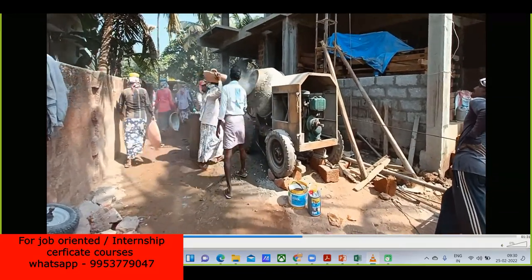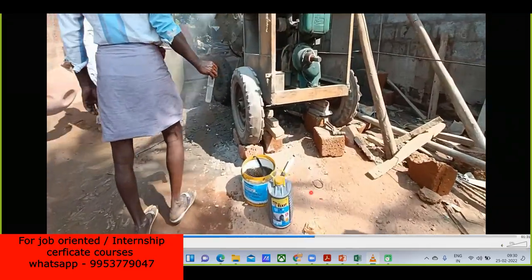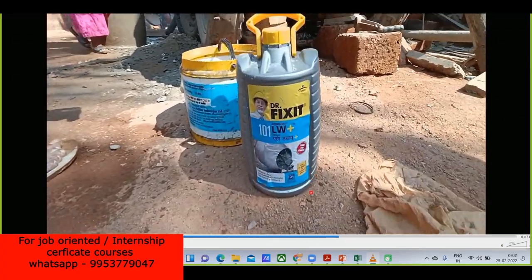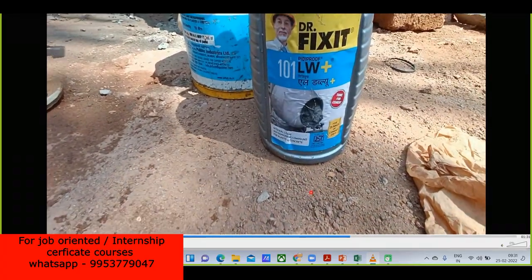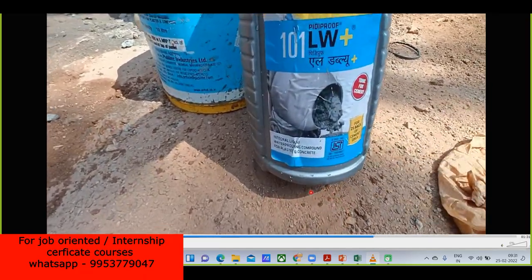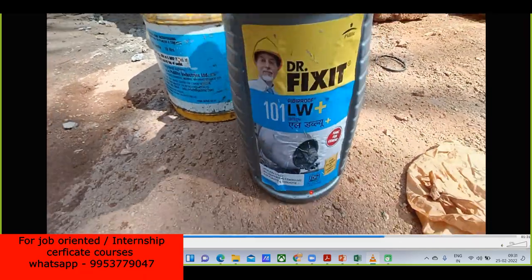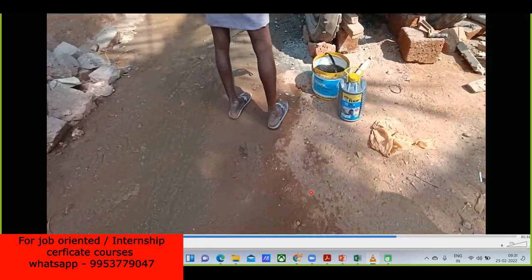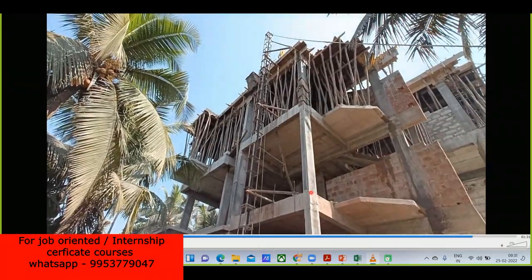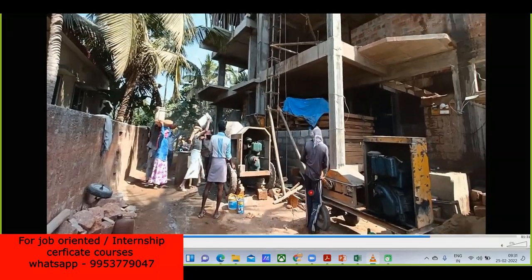So this is how you add it. He has that measuring cylinder, 200 ml, and this is Dr. Fixit. It's written there, waterproofing compound. And from here, you'll take the concrete to the top.